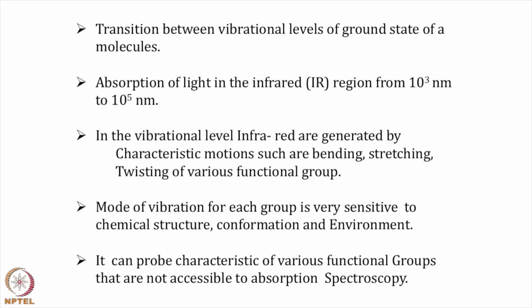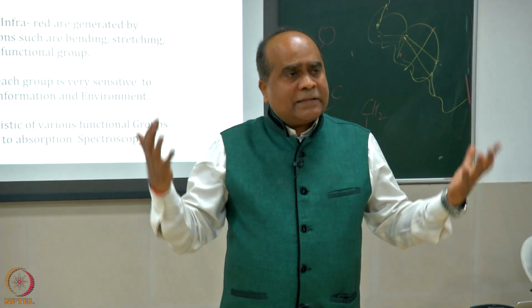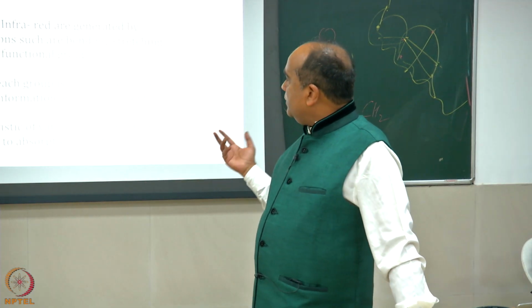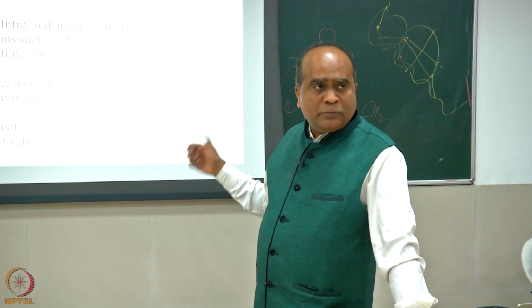So, we are exploiting the transition between vibrational states of the ground state of the molecule. The absorption of light happens in the infrared, that is 10 to the power 3 nanometer to 10 to the power 5 nanometer, and the vibrational levels in the infrared are generated by characteristic motions such as bending and stretching. I will come to that. If the molecule is bending like this, stretching like this, that creates the vibrational level, and the mode of vibration in each group is very sensitive to the chemical environment.